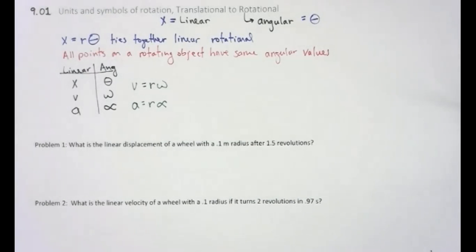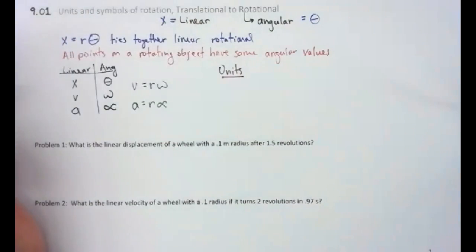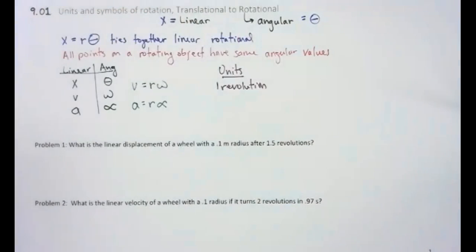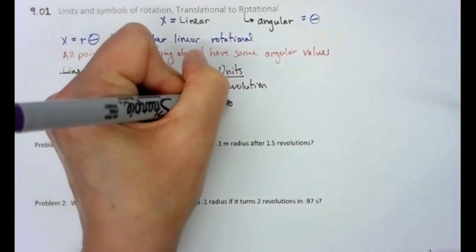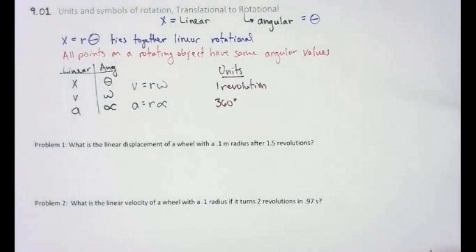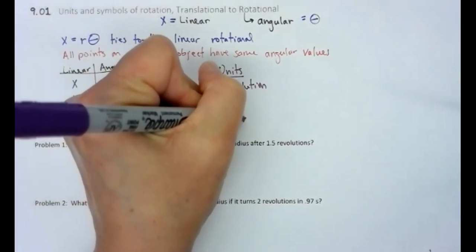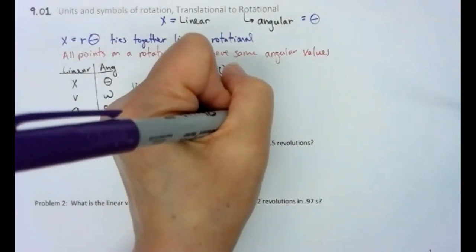Now let's switch gears a little bit and let's talk about units. So we talked about 1 revolution. That's a unit. We talked about degrees. So we know 1 revolution is 360 degrees. But the unit that we really want to use for rotational motion is radians. How many radians are in a circle? Hopefully you said 2 pi.